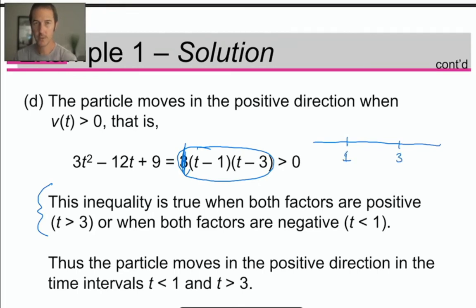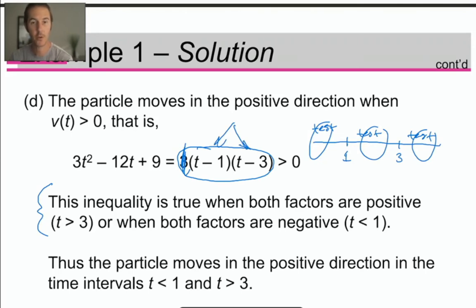Now that's when it was equal to 0. We want to know when it's greater than 0. So you test a t value to the left of the number 1, a t value that's in between, and a t value to the right. When I say test, I mean pick a number. One at a time, test those numbers in this expression and see if it makes it greater than or less than 0.